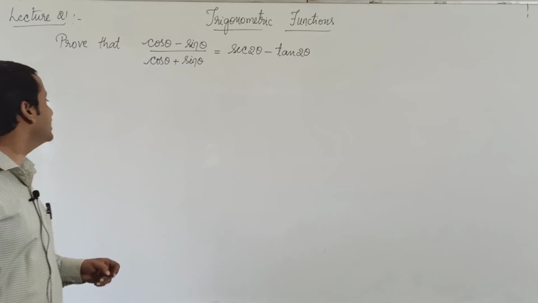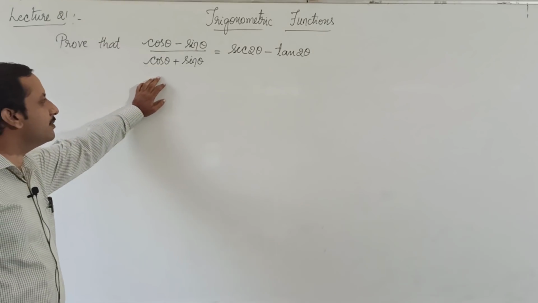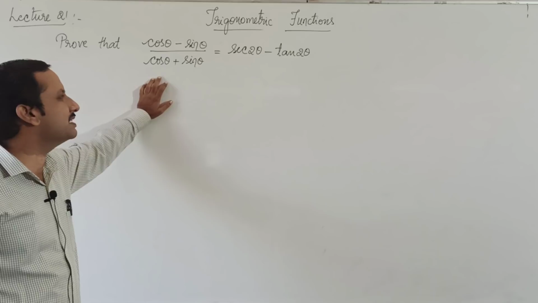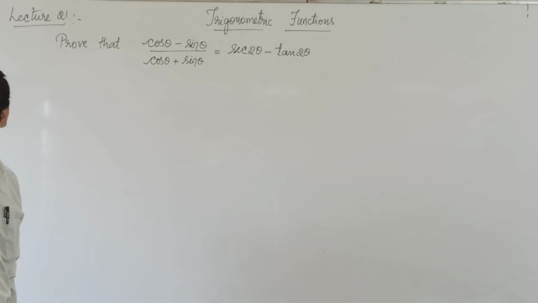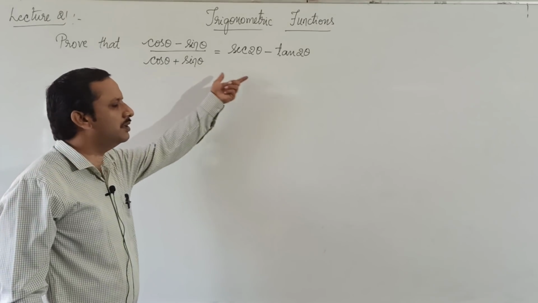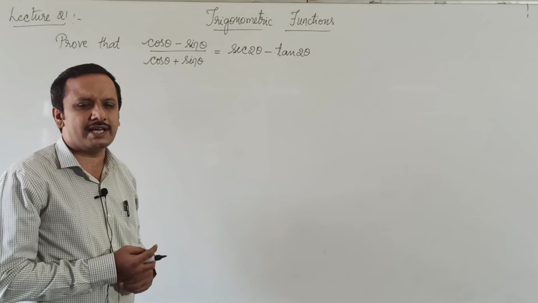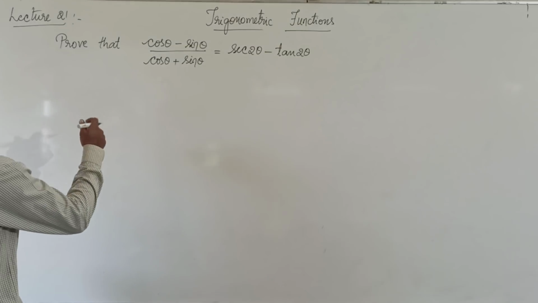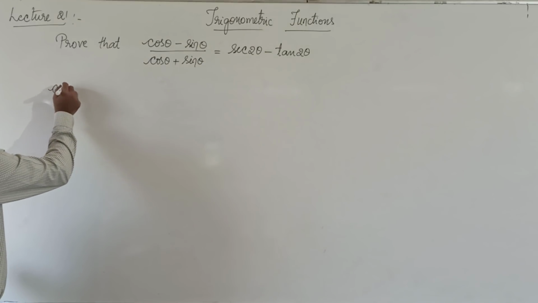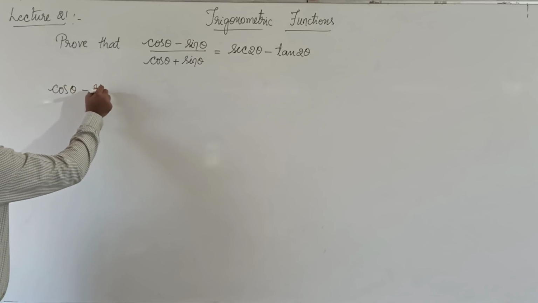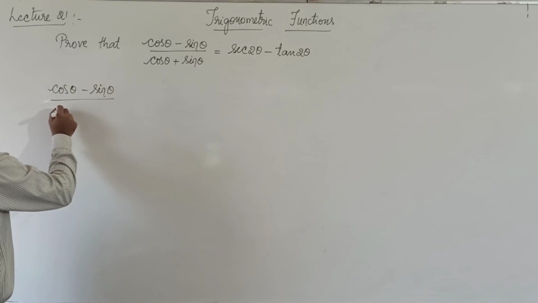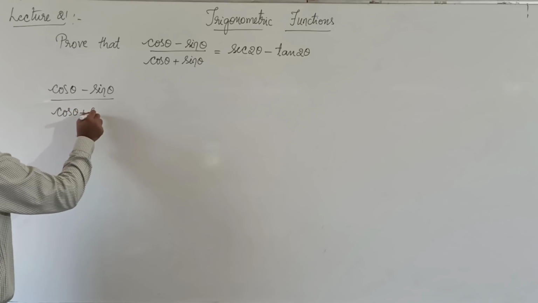Let's have a look at this question. Prove that (cos theta minus sin theta) divided by (cos theta plus sin theta) is equal to secant 2 theta minus tan 2 theta. So, we have to show that this is equal to secant 2 theta minus tan 2 theta. Okay. Let me take this LHS. LHS is cos theta minus sin theta divided by cos theta plus sin theta.